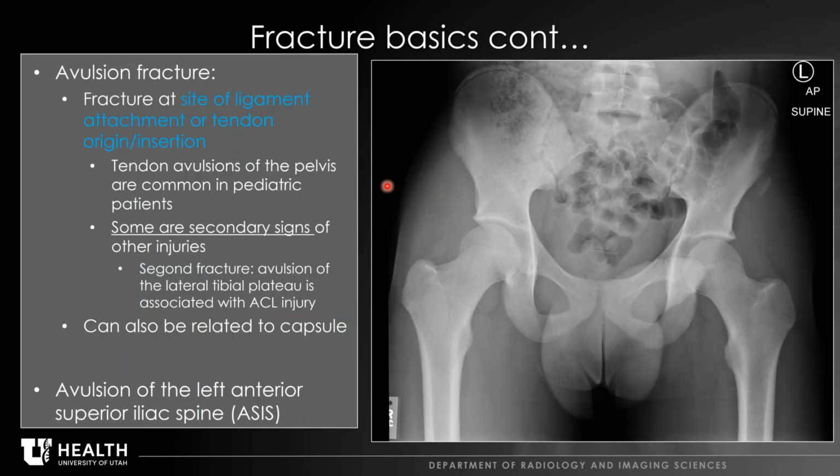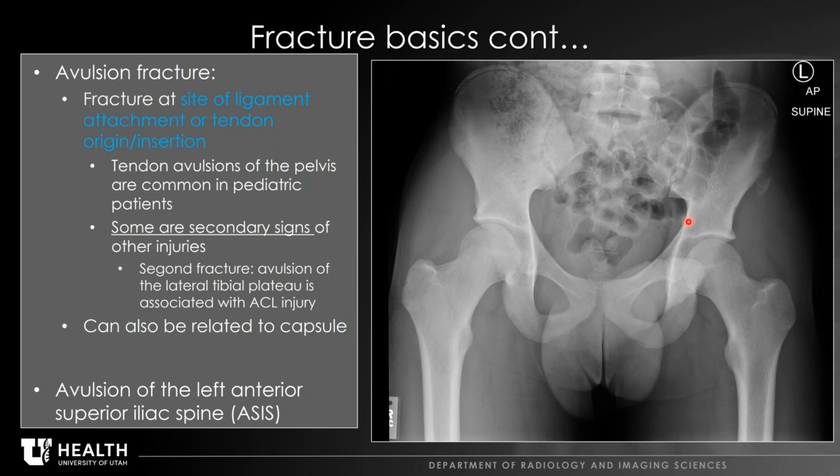All right, other things we talk about are avulsions. So an avulsion fracture is a fracture of bone at the site of a ligament attachment or tendon origin or insertion. And tendon avulsions of the pelvis are very common in pediatric patients, and sometimes they're missed because we're not thinking about it. So if you're a radiologist or you're taking care of a pediatric patient and they have a snap or feel pain around their pelvis, then you get an x-ray and we look for avulsion fractures like right here, because they'll have their apophyses or bone just come off at tendon origins or insertions.